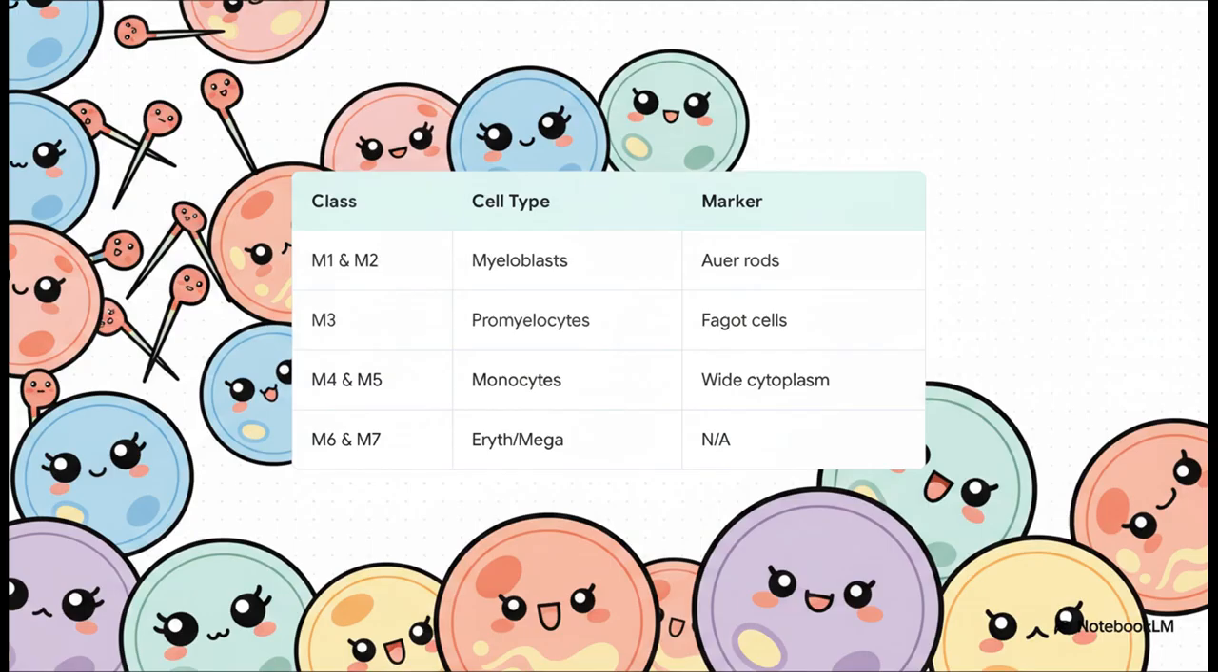The FAB system categorizes AML from M0 all the way to M7. And while it might look like a complex jumble of medical terms at first glance, it actually follows a highly logical sequential order. It basically traces exactly how far along the cell maturation pathway the factory broke down. For example, M1 and M2 represent breakdowns at the earliest myeloblast stage, often showing these sharp, needle-like structures called Auer rods. M4 and M5 happen a bit further down the monocyte path, creating cells with a distinctively wide cytoplasm. It's simply mapping out exactly where that traffic jam occurred.